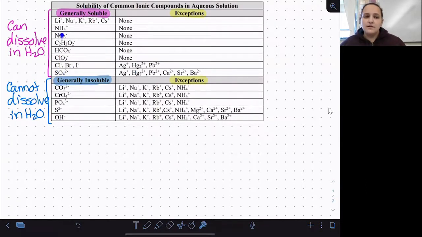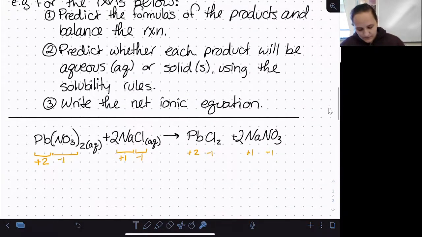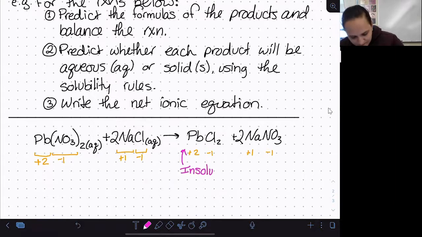So chloride is in the usually soluble category. However, lead is an exception. That means that when chloride is paired with lead, it's not generally going to dissolve. So that would be an insoluble compound. So this is insoluble. Chloride is usually soluble, but not with lead. But lead is an exception.